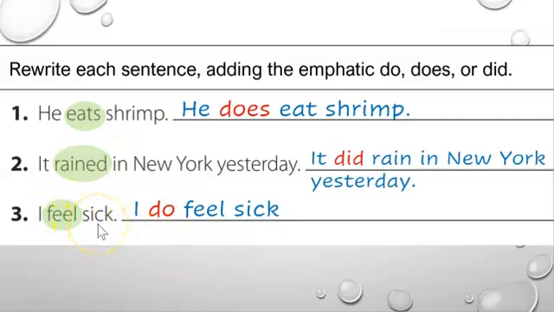I feel sick. This is a present simple tense. I do feel sick.